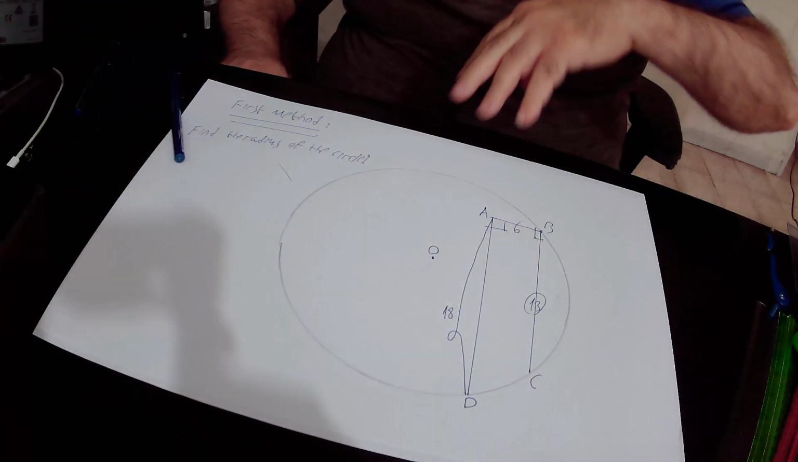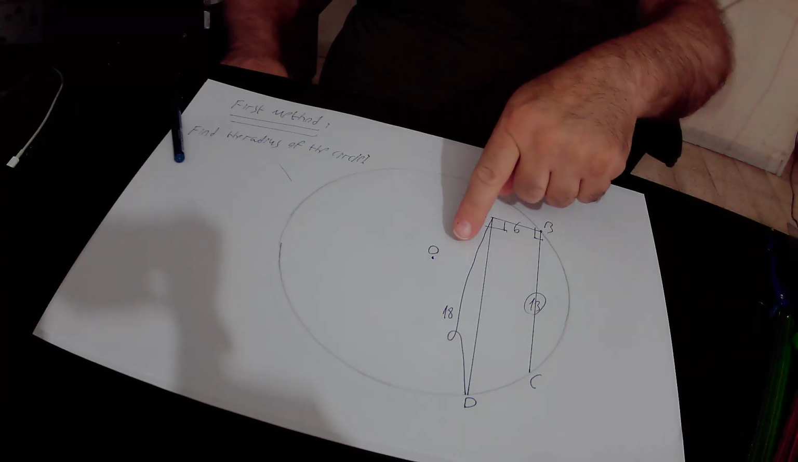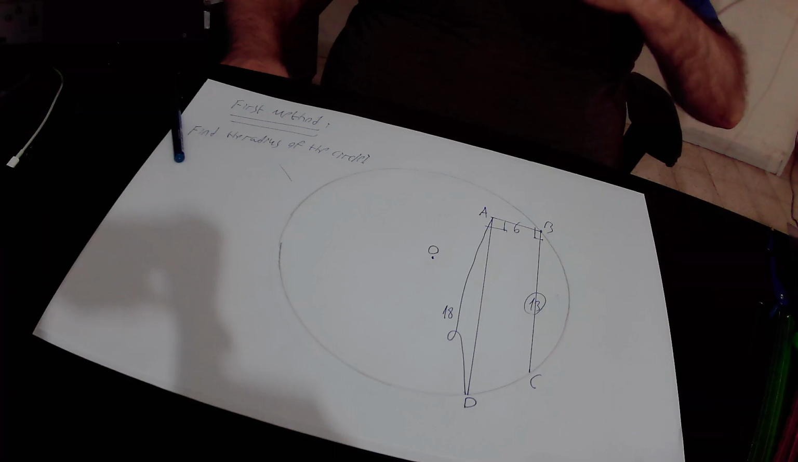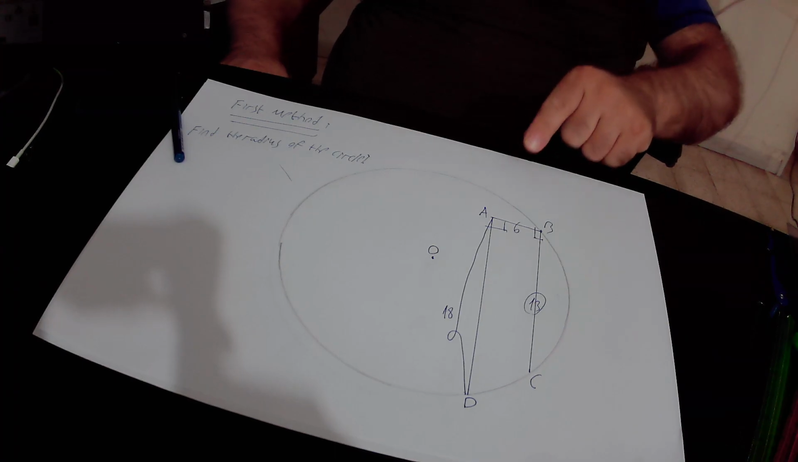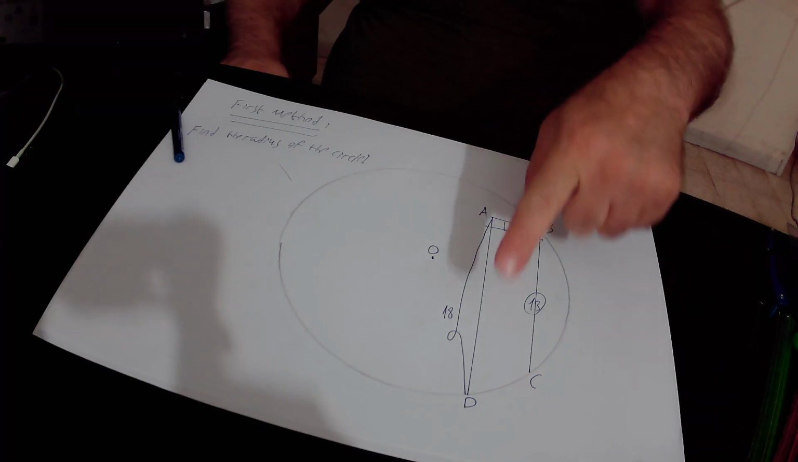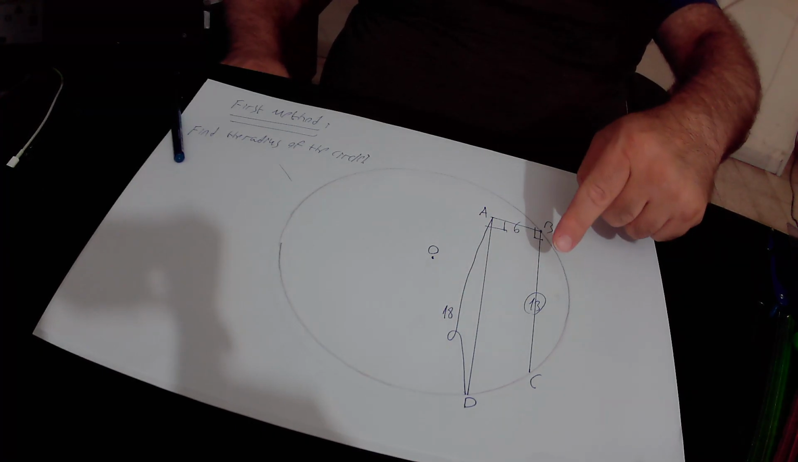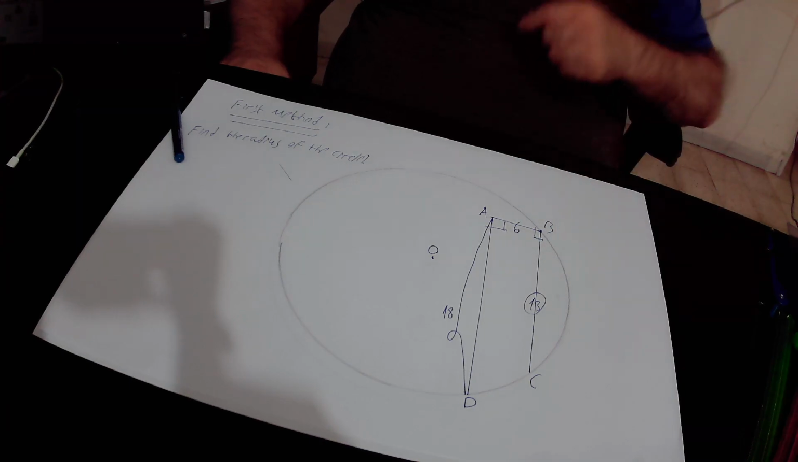Hello, in this lecture we will find out the radius of the circle using two different methods. In the drawing we have a circle. The center of this circle is at this point, point O. Line segment AB equals 6 units. Line segment AD equals 18 units. Line segment BC equals 13 units.